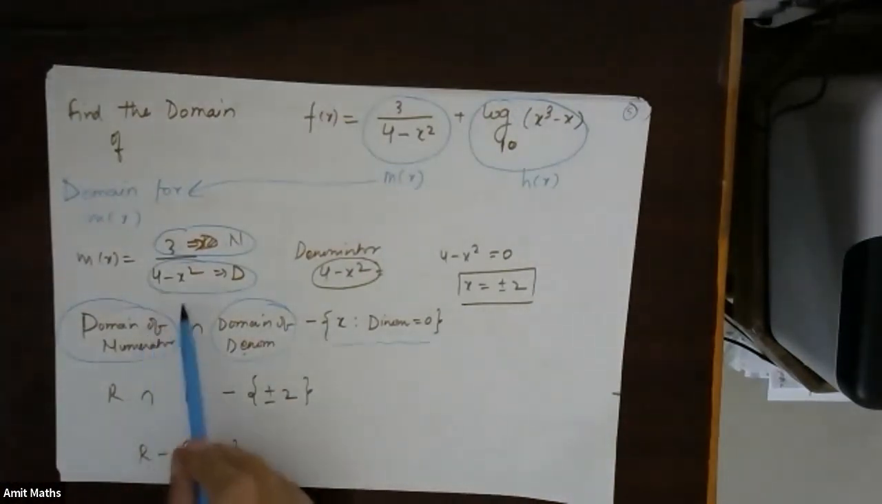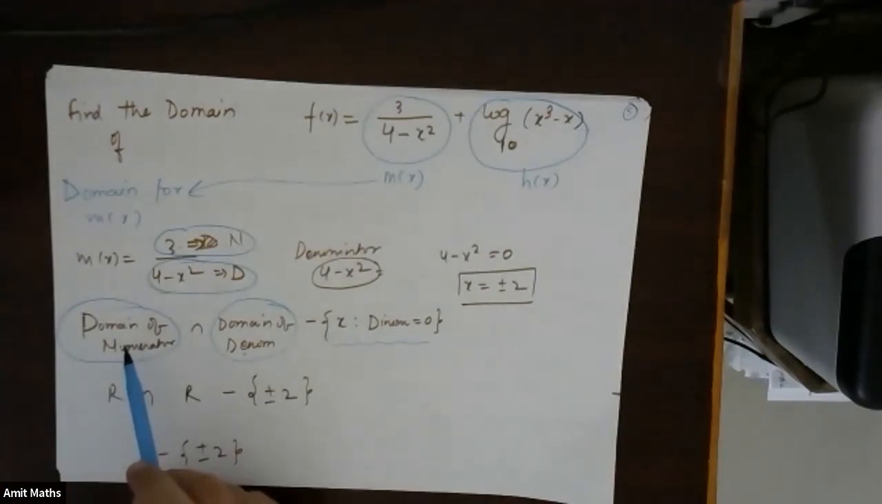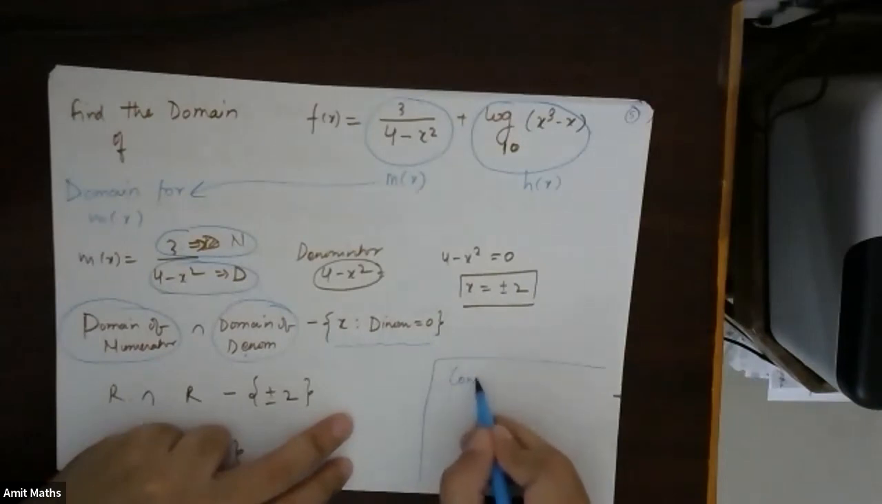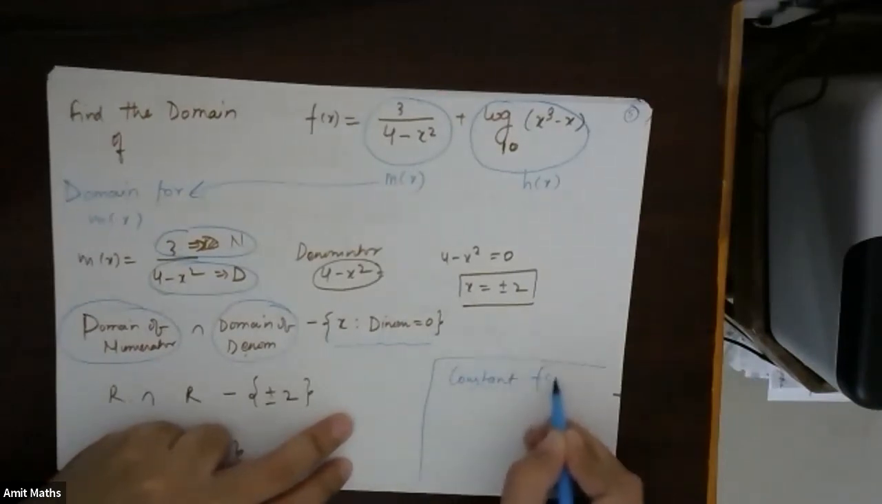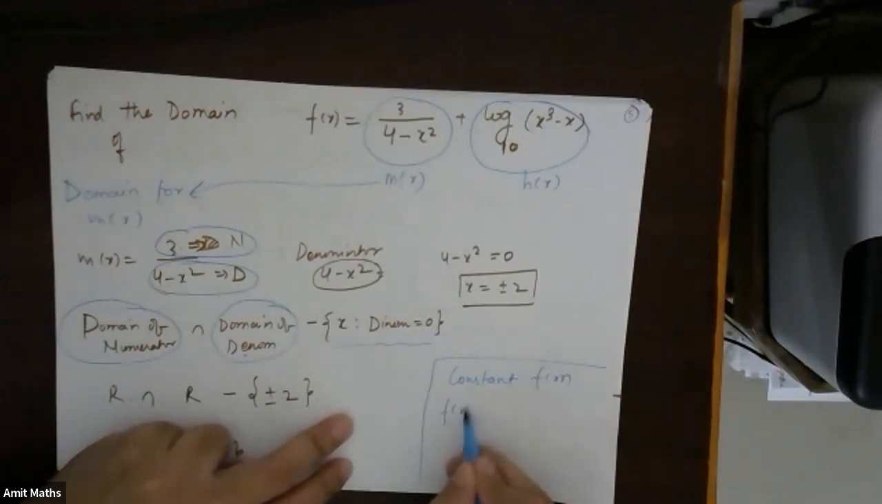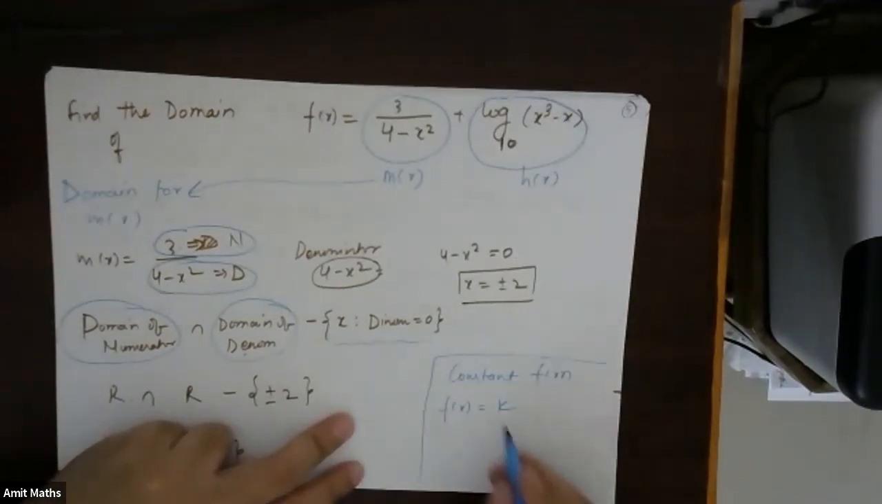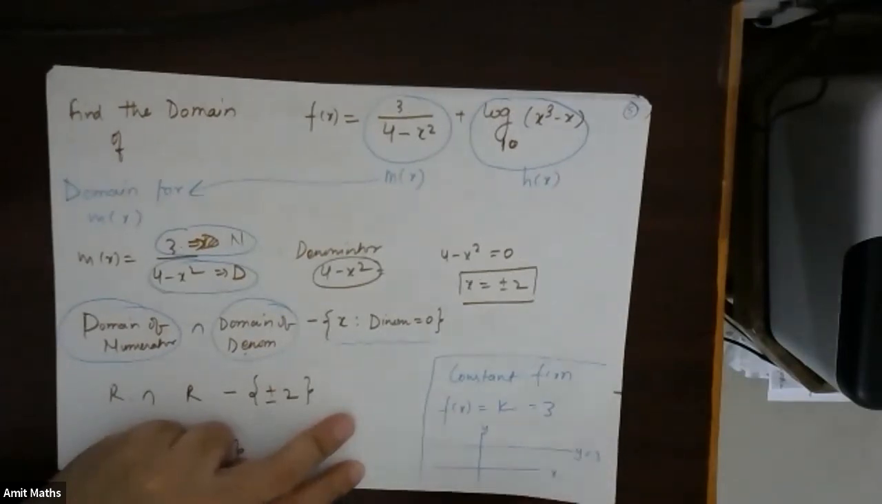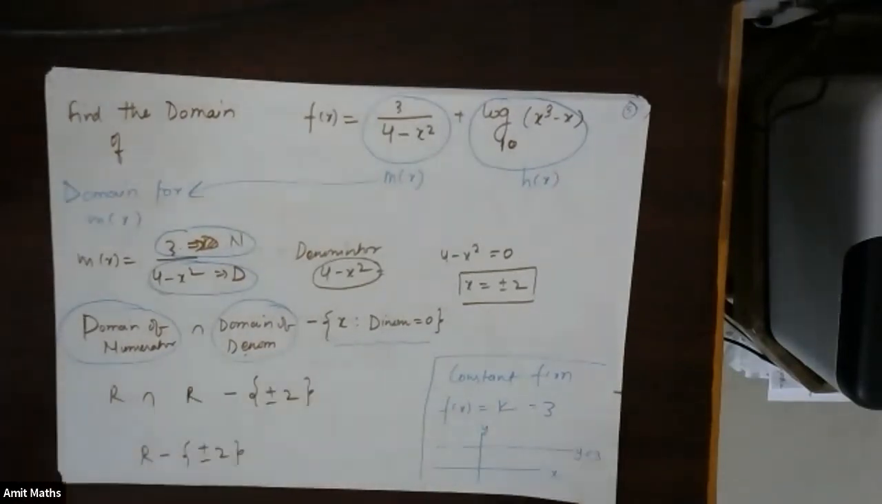What will be the domain of the numerator? The numerator is a constant, so it is a constant function. Suppose f of x is equal to some constant k, or in this case, f of x is equal to 3. The function will be something like this: this is the x-axis, this is the y-axis, this is y equals 3. This is a constant function. No matter what x you take, it will be constant. So the domain of this is R.